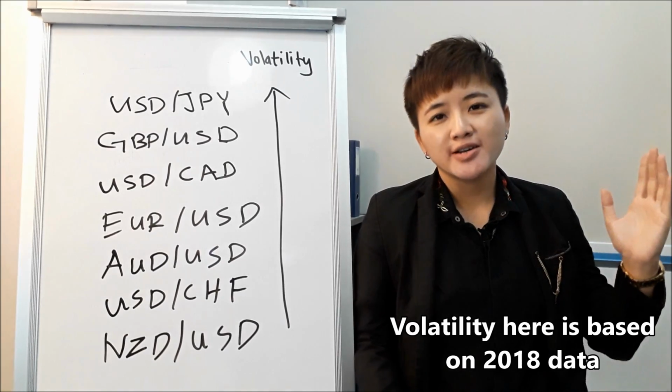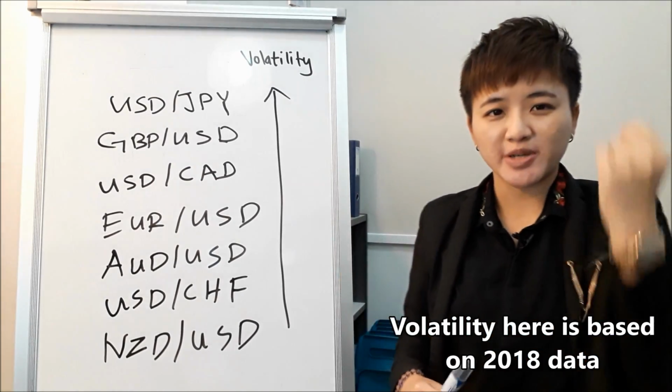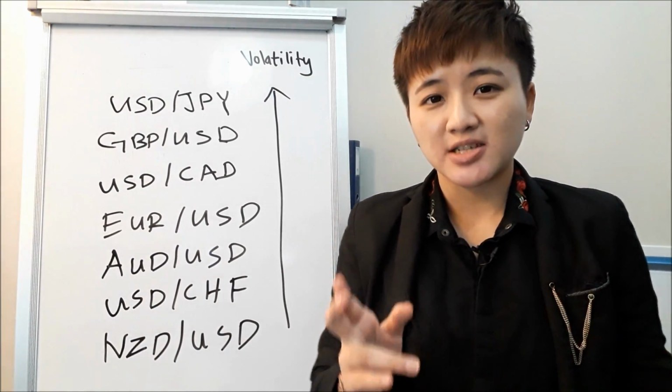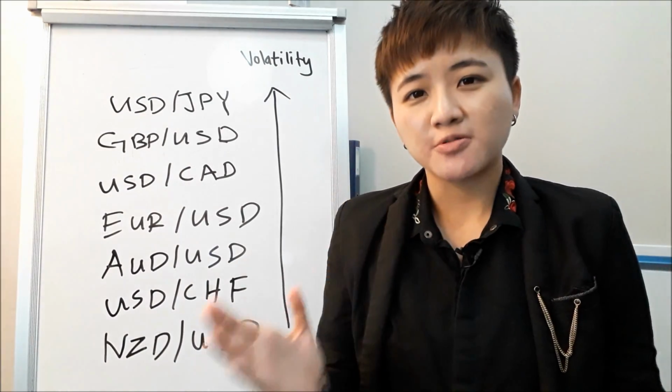But you know what, if you are thinking back and forth between should I choose major pairs, minor pairs, exotic pairs, go with major pairs first, especially if you're a beginner, you wouldn't go wrong, okay?